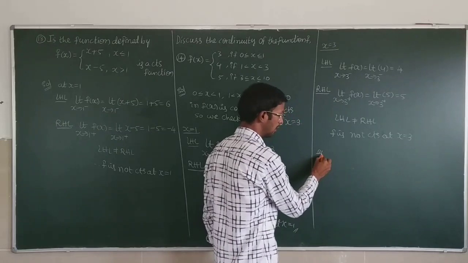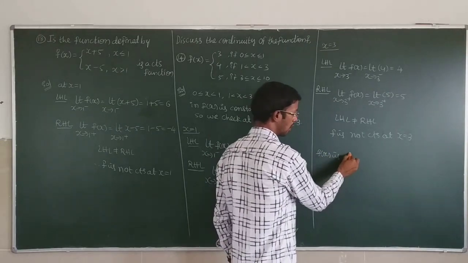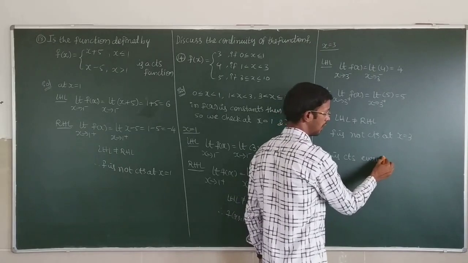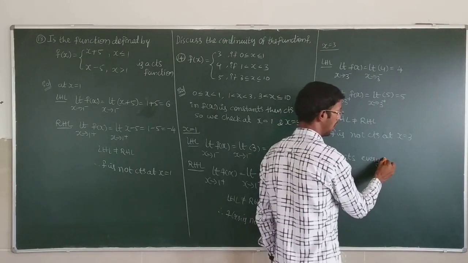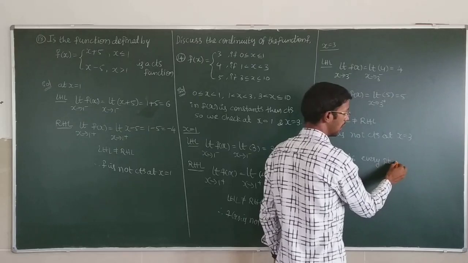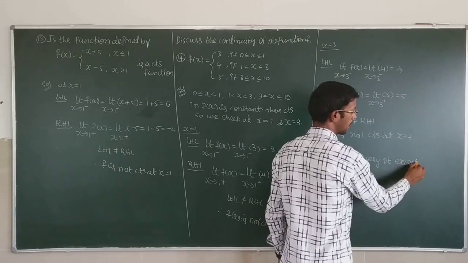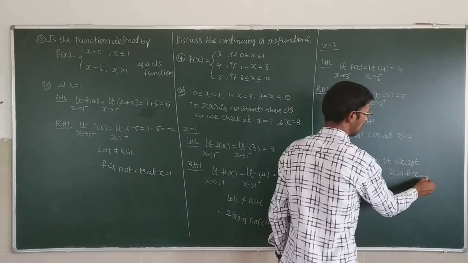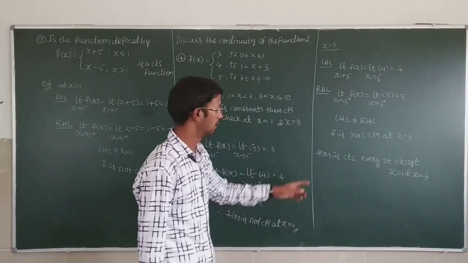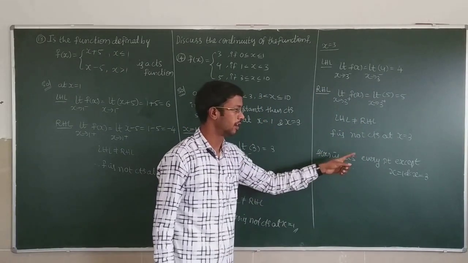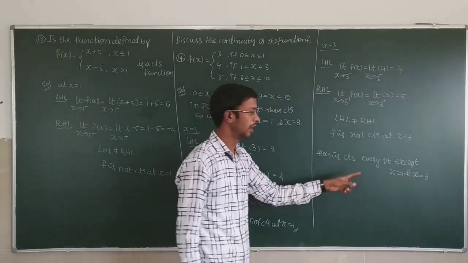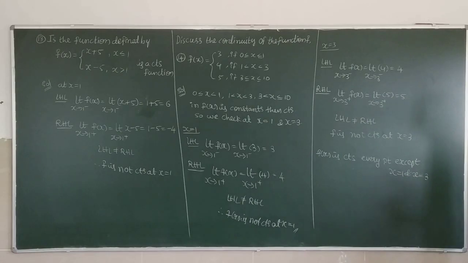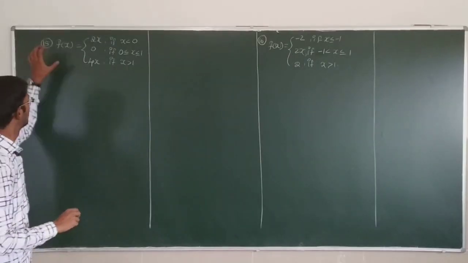f of x is continuous everywhere, at every point, except x equal to 1 and x equal to 3. Pause the video. Problem number 15.